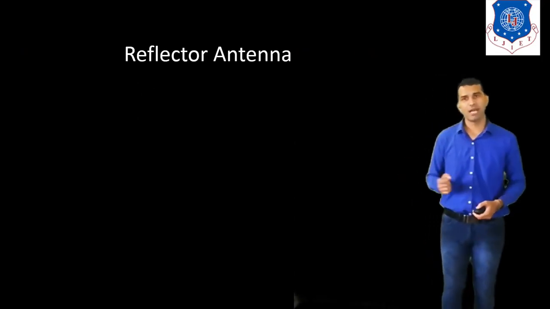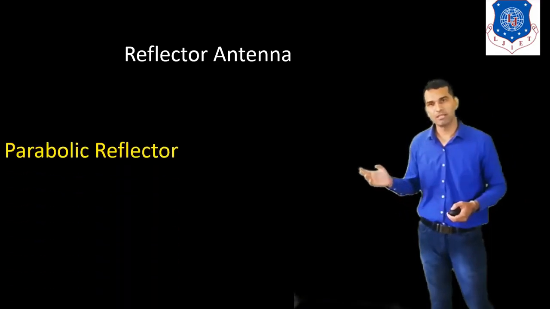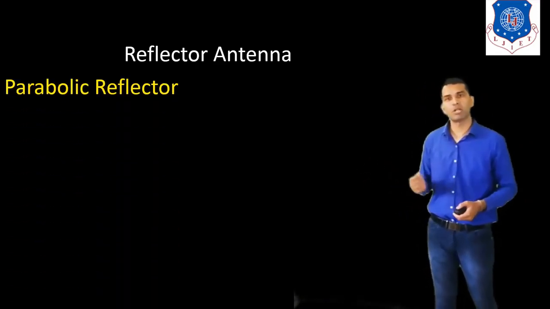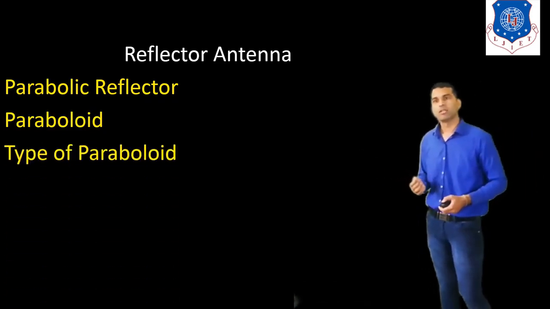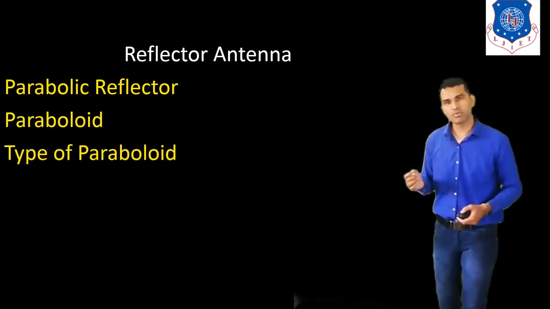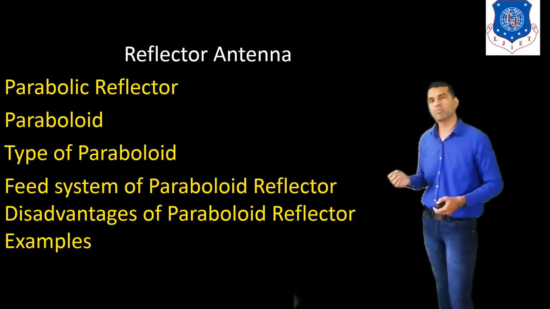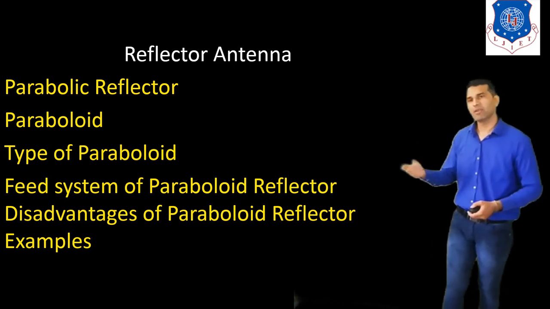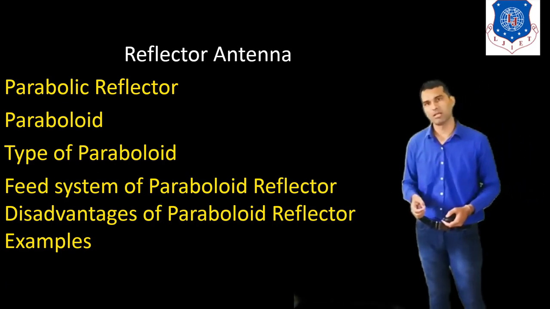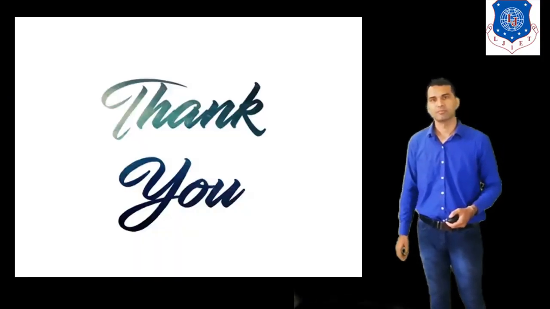So with this, we complete this chapter, reflector antenna. In this lecture we have discussed the parabolic reflector antenna, then what a paraboloid is, then the types of paraboloid, and then the feed system of the parabolic reflector, the disadvantages of the parabolic reflector, and we calculated examples of the reflector antenna. Thank you.